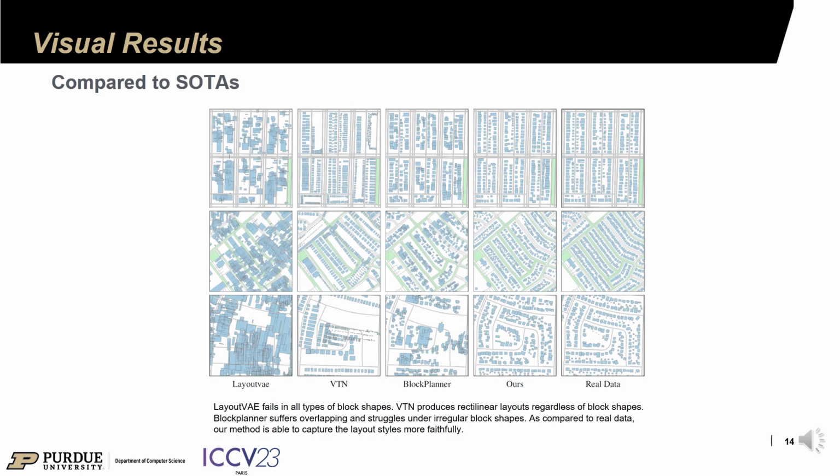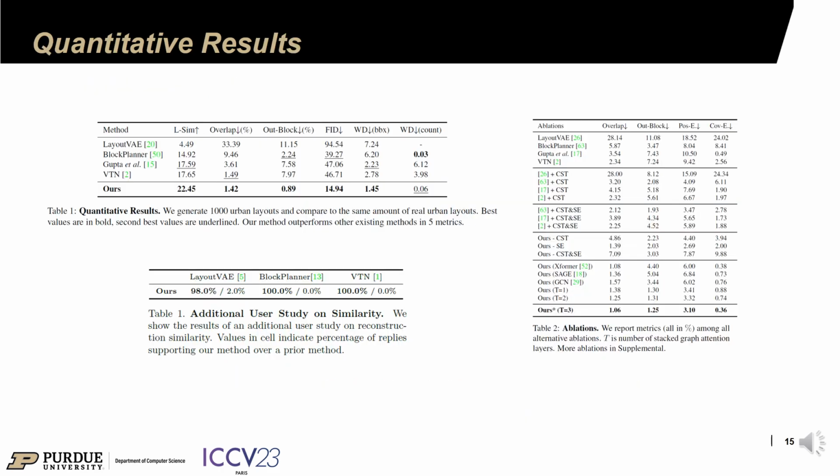Compared to former works, GlobalMapper provides faithful layout generation supporting arbitrary-shaped buildings and city blocks, while competitors suffer from mutual overlapping and out-of-block layouts. We compare 1,000 unconditionally generated urban layouts to realistic ones. GlobalMapper provides the best performance on multiple metrics regarding overlapping, alignment, realism, and out-of-block layouts. Our user study supports that GlobalMapper generates layouts more similar to realistic ones.